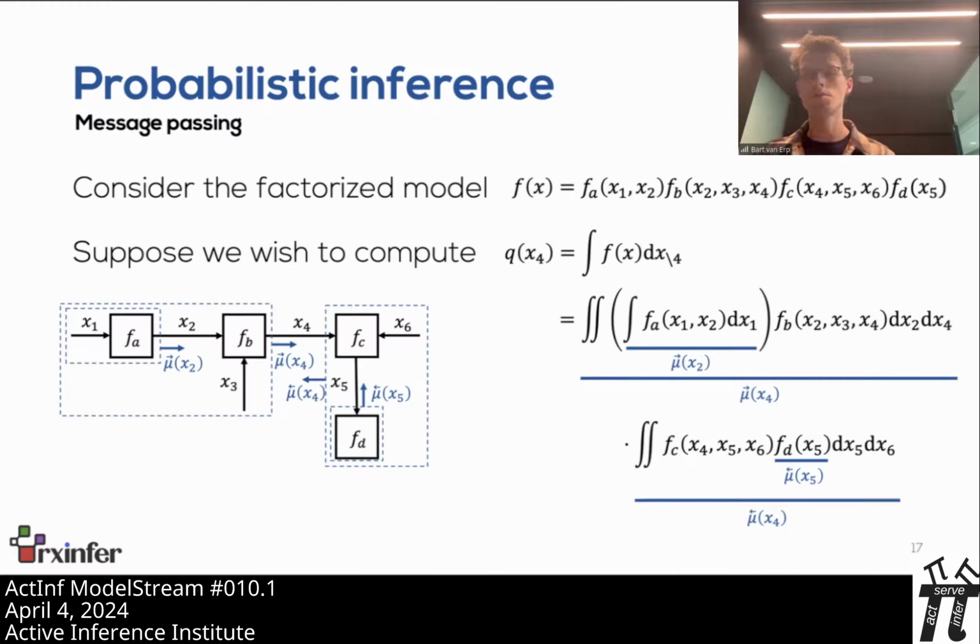And this is also how we actually solve inference in our toolbox. So in the probabilistic generative model that we created for the drone, we can use message passing to solve this marginalization in a very efficient manner.